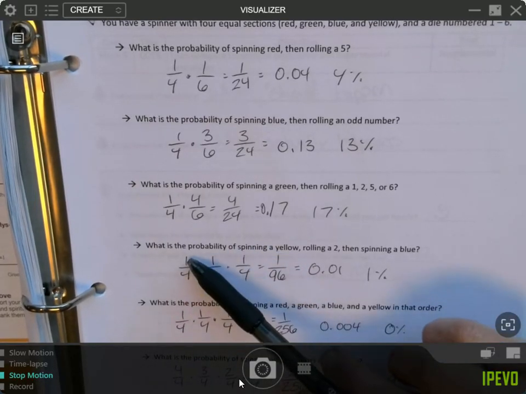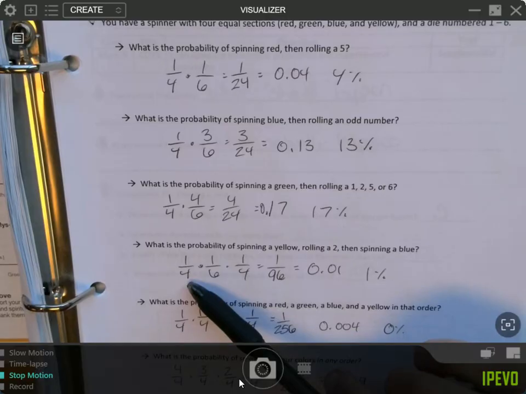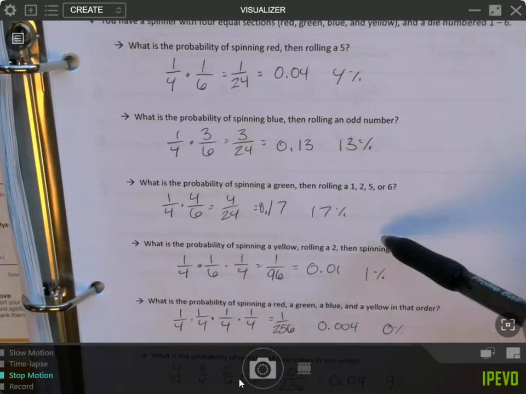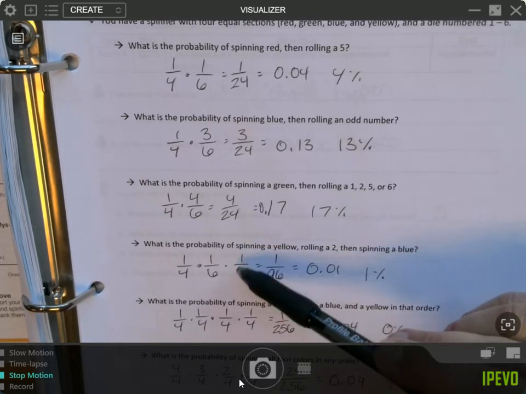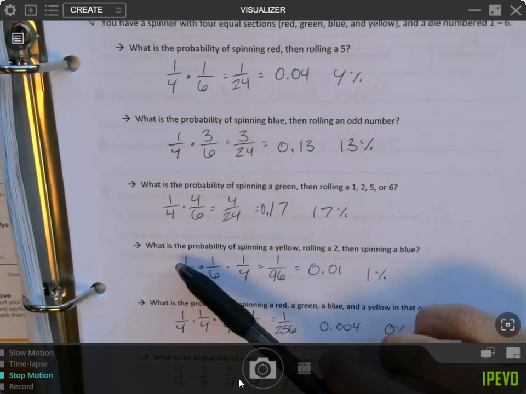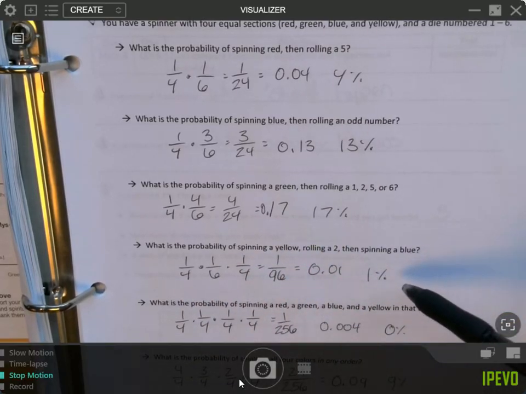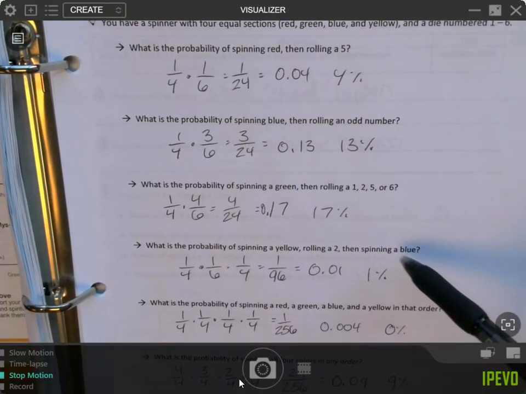Spinning a yellow, 1 yellow out of 4 colors, rolling a 2, 1 2 out of 6 numbers, and spinning a blue, 1 blue out of 4 colors. We multiply across and we get 1 over 96, which is a 1%.